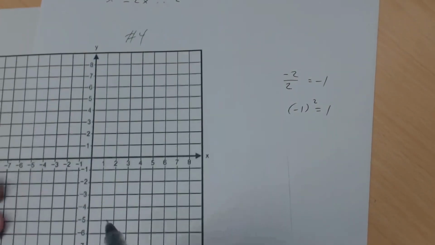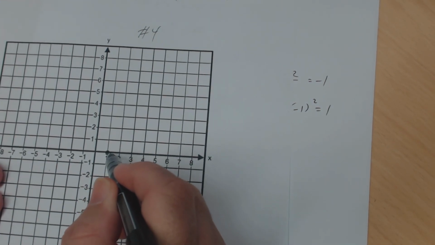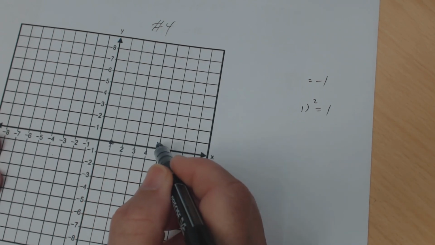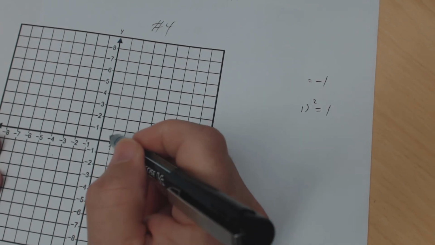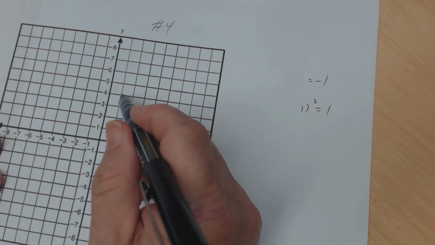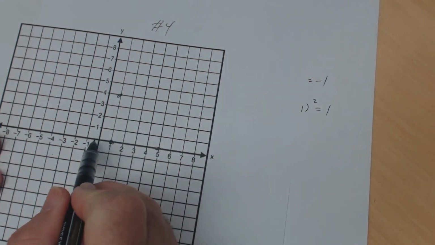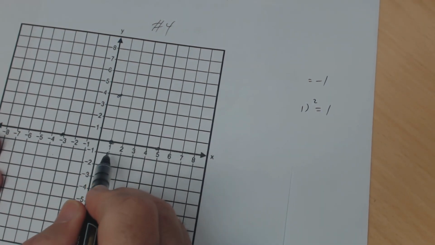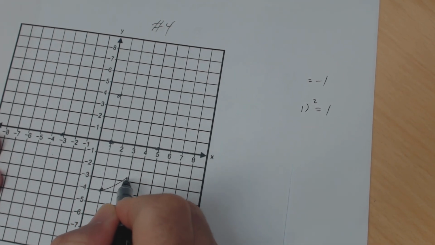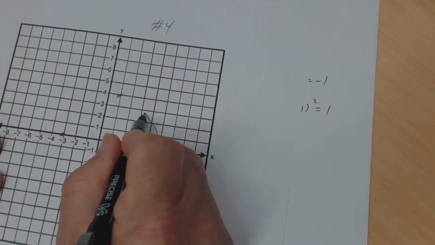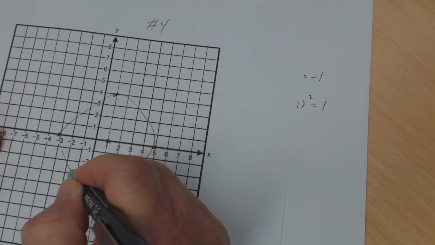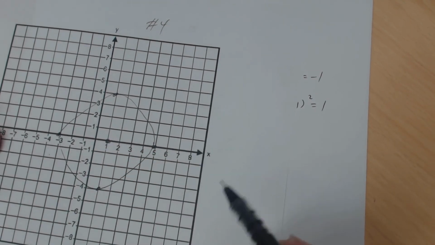So the center is 1, 0. So 1, 0 is here. There's the center. And then the radius is 4. So I'm going to go 4 units to the right, 1, 2, 3, 4. 4 units up from the center, 1, 2, 3, 4. 4 units to the left, 1, 2, 3, 4. And 4 units down, 1, 2, 3, 4. And then you just connect the dots, drawing it as a circle. Again, do the best you can. All right, and there's your circle.